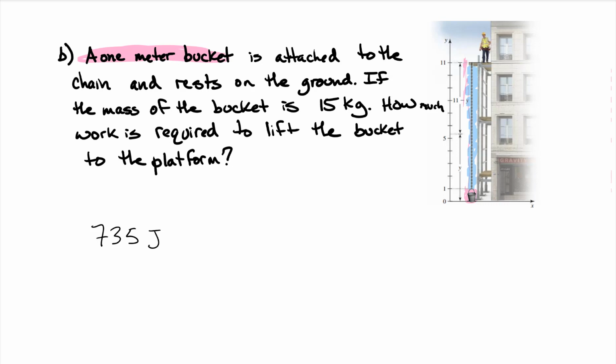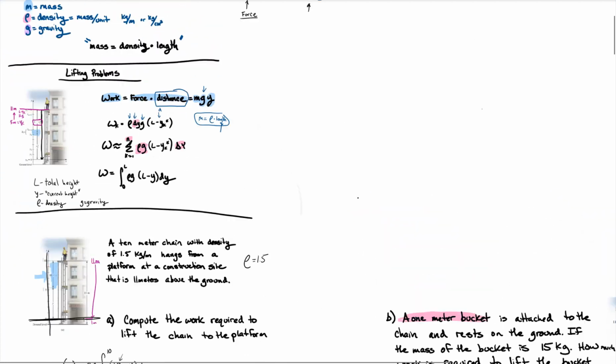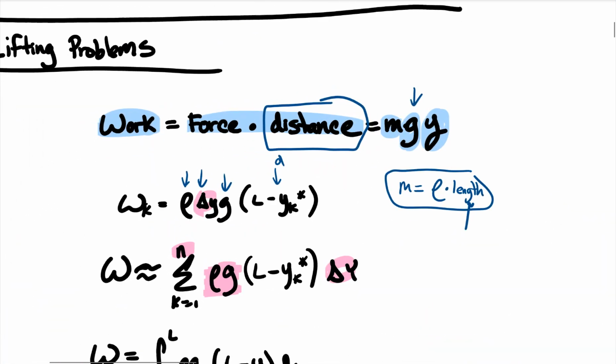So as you're lifting the bucket, does it change its mass? Does the bucket change its mass? No, it doesn't. It's still a 15 kilogram bucket. We don't need calculus for the bucket. We needed calculus for the chain because the chain would vary in its mass as we're lifting it up. But the bucket is the bucket is the bucket. So what was our formula again? How did we do this? I swear it's up at the top.